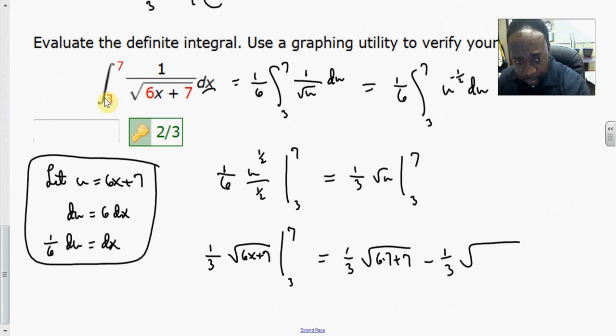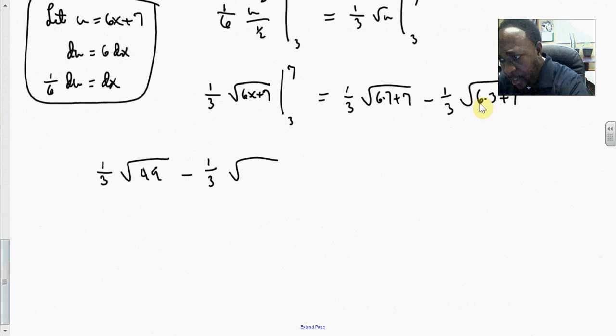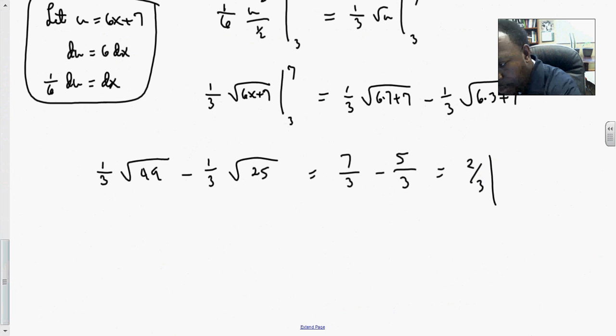Use the first fundamental theorem of calculus to do the evaluation. And so this is 6 times 3 plus 7. So we have 1/3 times the square root of 6 times 7 plus 7, which is 49, minus 1/3 times the square root of 18 plus 7, which is 25. So it gives us 7/3 minus 5/3. We get 2/3.